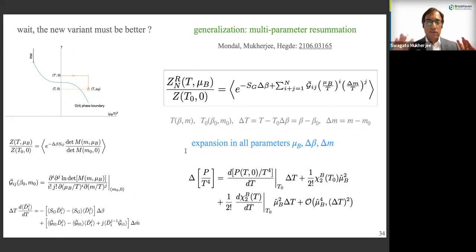What this expansion in all parameters entails to the leading order is basically a joint expansion in temperature and chemical potential. So the generalization of this resummation that we introduced is a resummation of this new variant, when it resums all powers in mu and all powers in T up to any endpoint correlation function.